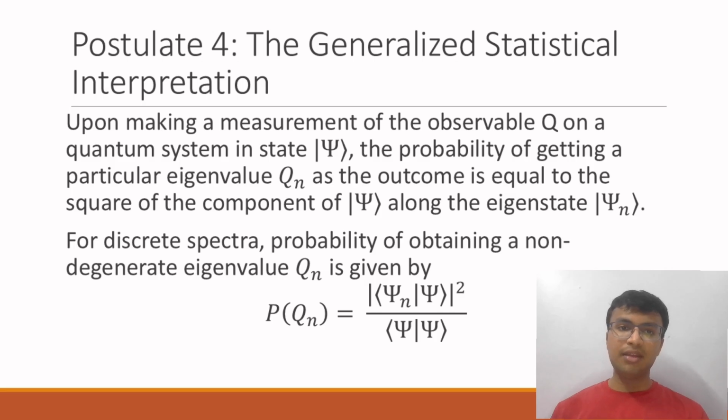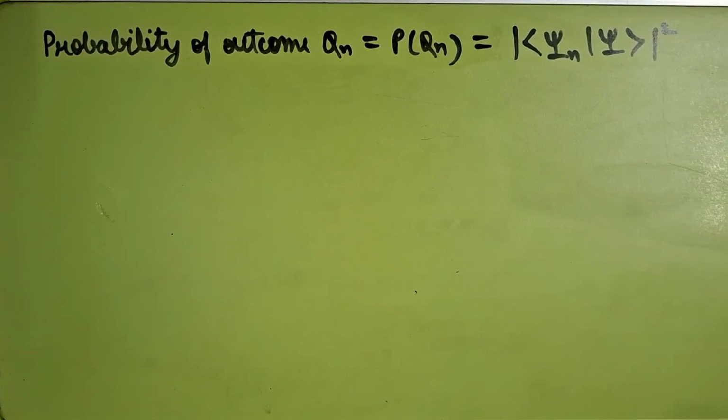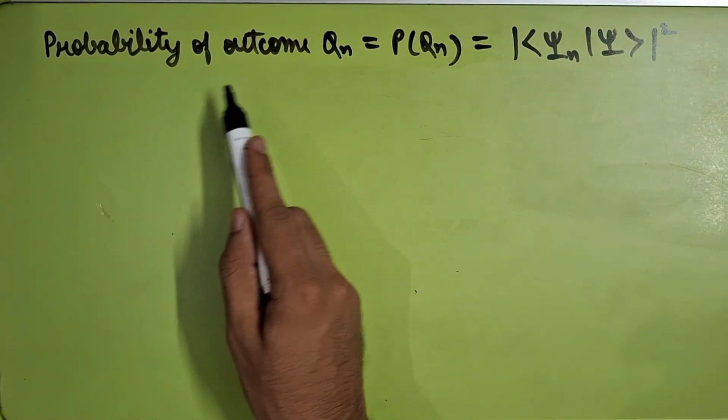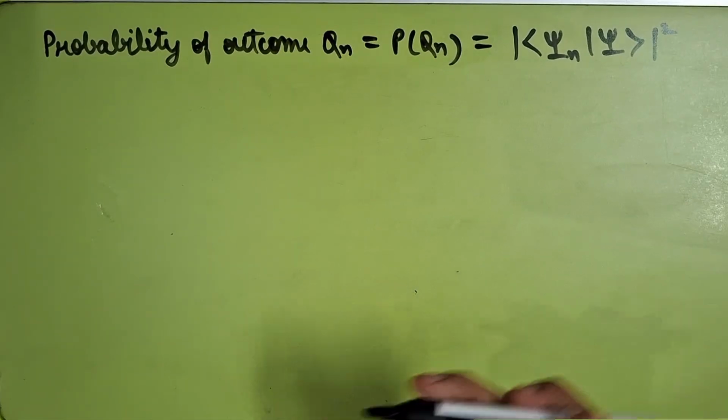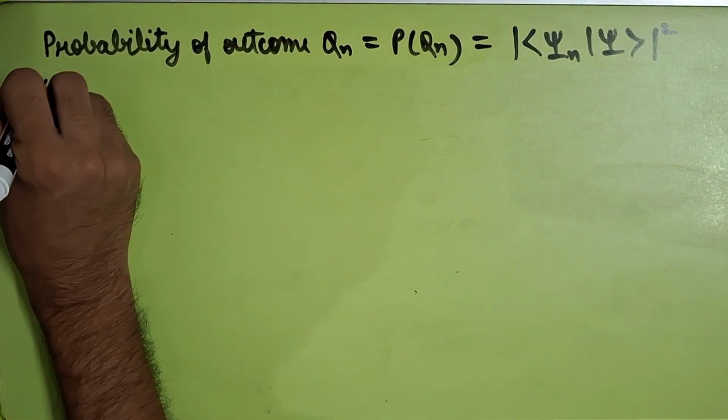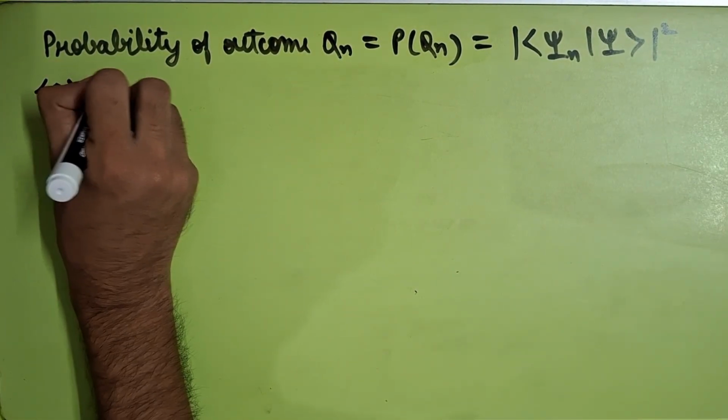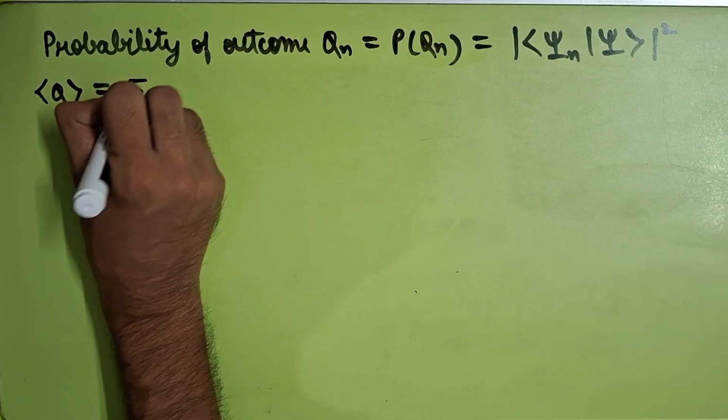It is a fun exercise in Dirac notation to derive the expression for the expectation value of an observable q for a quantum system in the state psi. So let us do that. We know from the generalized statistical interpretation that upon making a measurement of the operator q, the probability of getting the outcome qn is given by this, where psi is normalized. So we can calculate the expectation value using this formula.